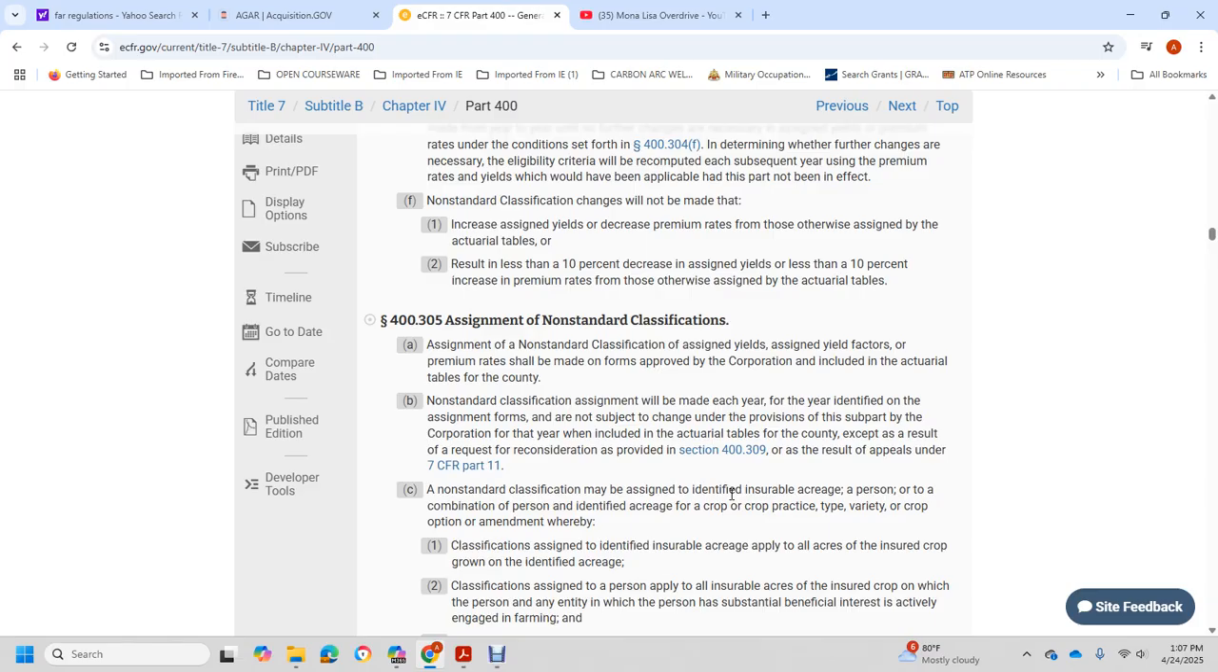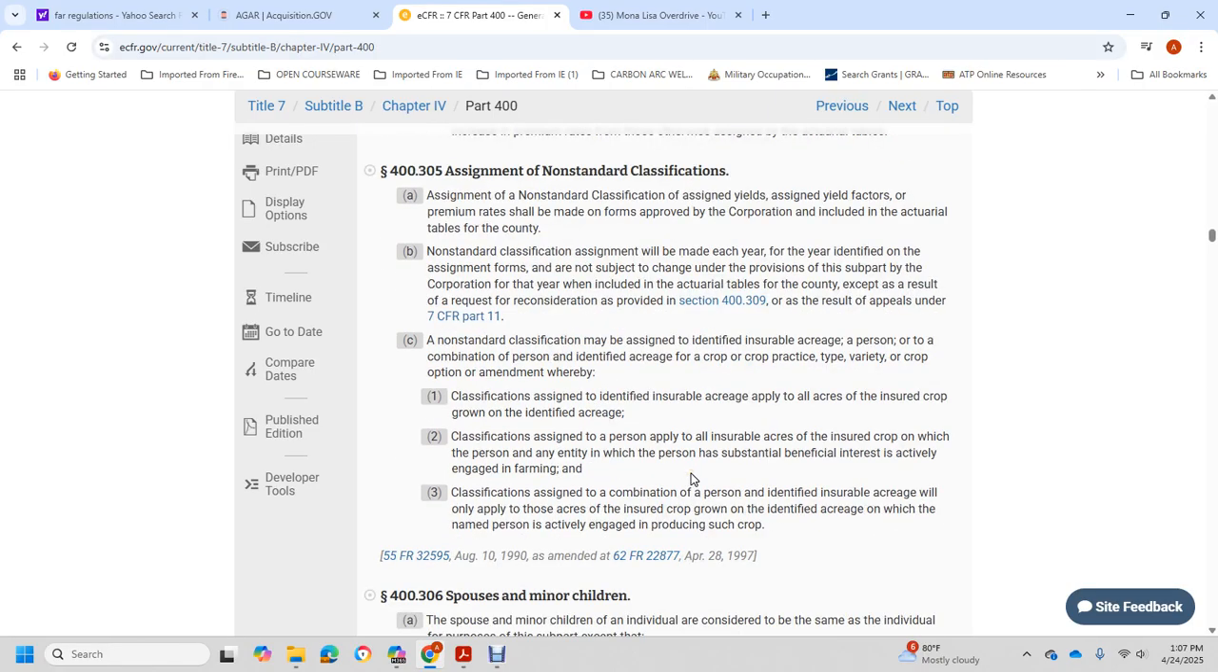The corporation will include the actual table with the non-standard classification, and the sign will be made with the identified assignment of the form not subject to the chain, under the provision subpart, except as the result of a request for reconsideration provided in 400.309 or appeals to Title 7 of the CFR Part 11.